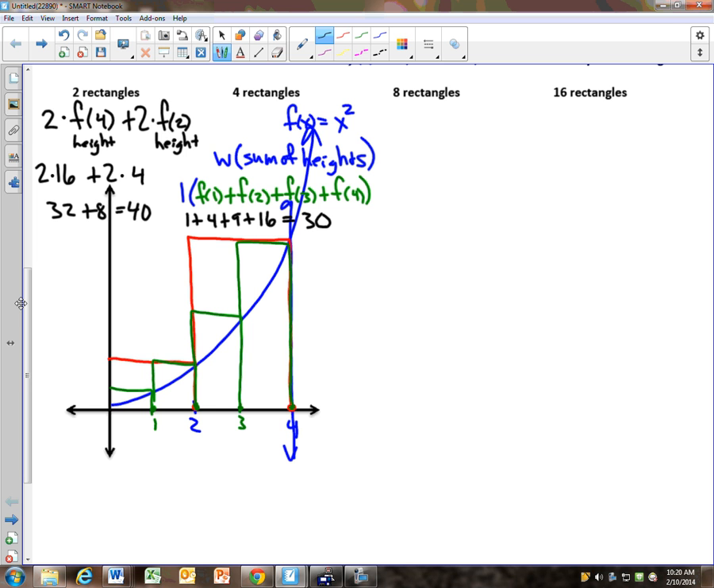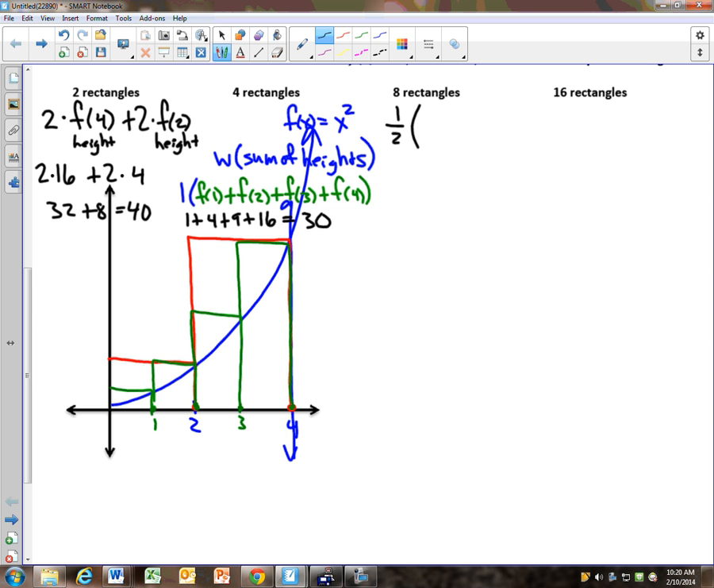How did you get 1/2? Yeah. So you looked at your distance. 4 to 0 is a distance of 4, and you divided that by 8, right? So you looked at your total distance here, which was 4, divided by 8. So you got 1/2 is the width times the sum of the heights.